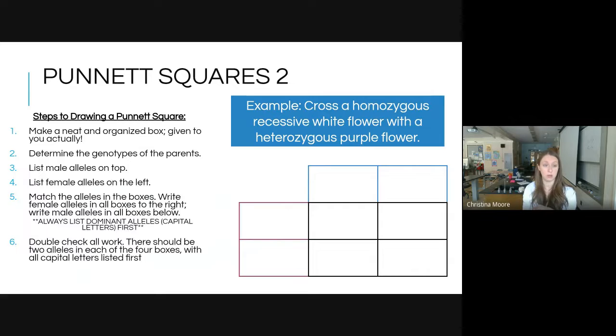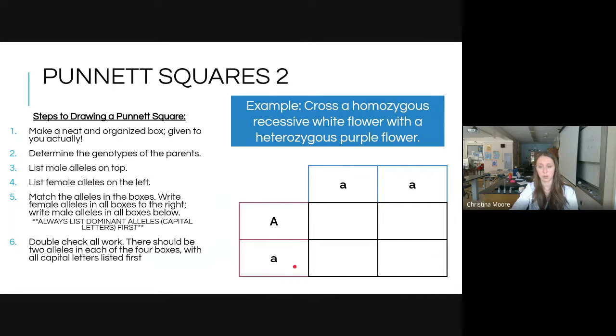I first need to do step 2, determine the genotypes of the parent. Since this example is saying a homozygous recessive white flower, that tells me that the male is going to have 2 recessive alleles represented as 2 lowercase letters. And I put those into the male boxes. I'm going to cross that with the heterozygous purple flower. Hetero means different. There's going to be 2 different alleles with 1 dominant and 1 recessive. I put those into the female boxes.